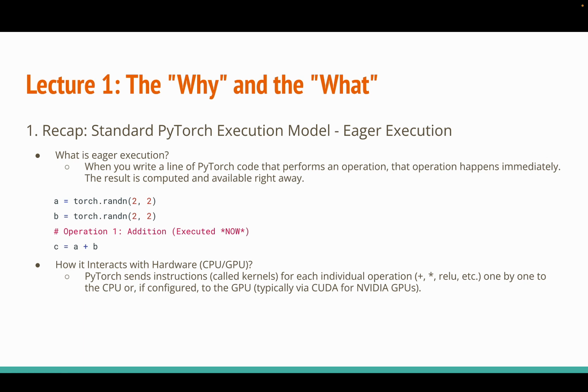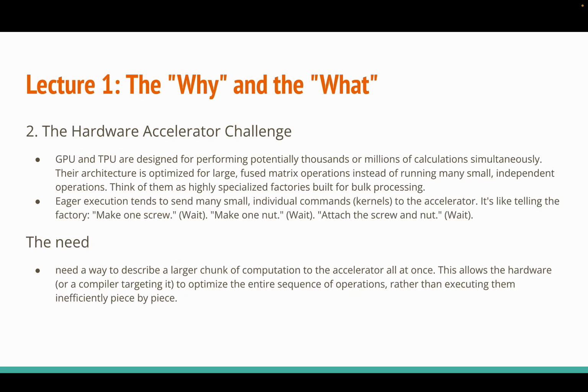There are many good sides to eager execution, including that it's easier for debugging. But what's the downside or the problem of eager execution? When we have a hardware accelerator, specifically TPU or GPU, eager execution actually performs very inefficiently. For example, GPU and TPU are designed for performing potentially thousands or millions of computations simultaneously. Their architecture is optimized for large fused matrix operations instead of running many small independent operations. Think of them as a highly specialized factory built for bulk processing.